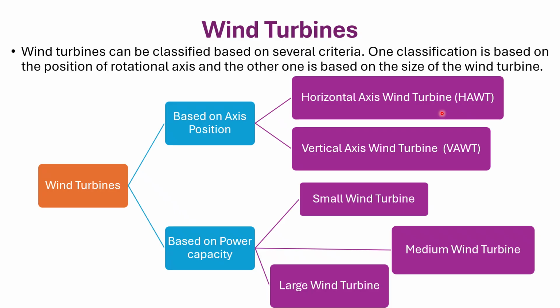Another advantage of the vertical axis wind turbine is that it does not need the yaw mechanism, since the generator does not depend on the wind direction at all. The most famous VAWT design is the Darrieus type of turbine.